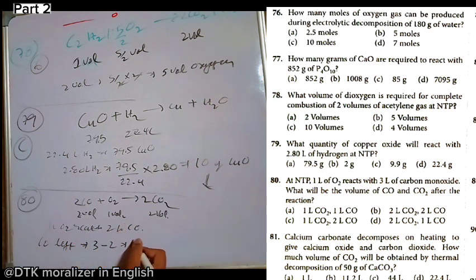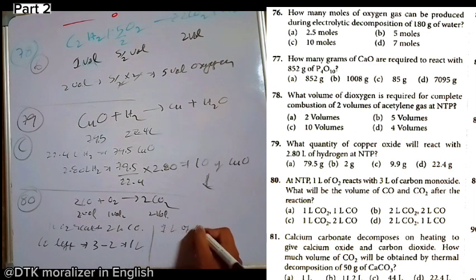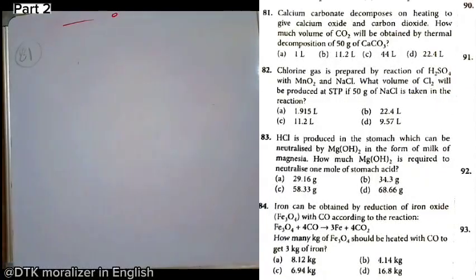Here one volume of oxygen reacts with two volumes of CO. So CO left is 3 minus 2, which is equal to 1 liter. For 1 liter of oxygen, 2 liters of CO2 are given. So option D is right here.